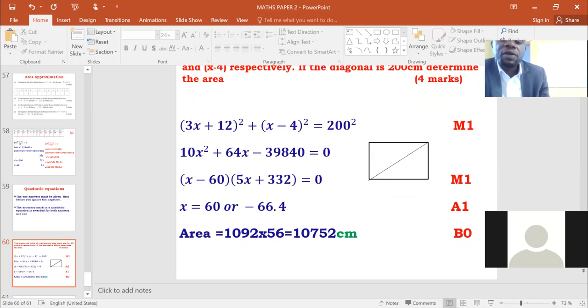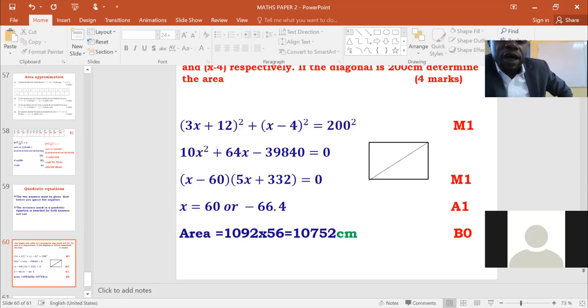You can use the completing the square method. You can use the quadratic formula. I chose to factorize. At the point you have factorized, that shows that you know how to solve a quadratic equation. Again, you earn 1 mark because you're using the right method to solve the quadratic equation.